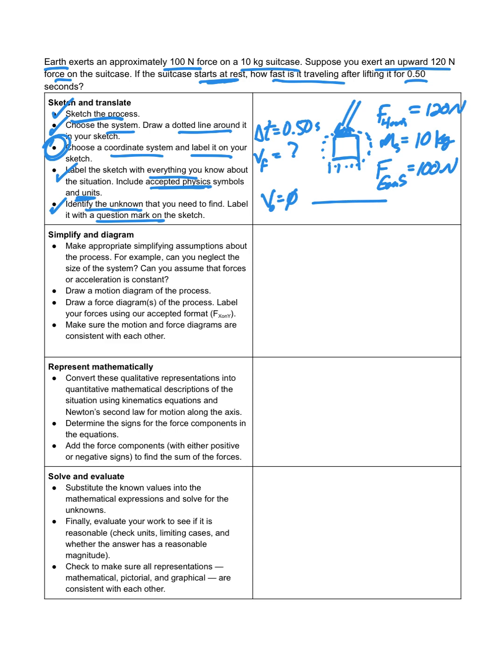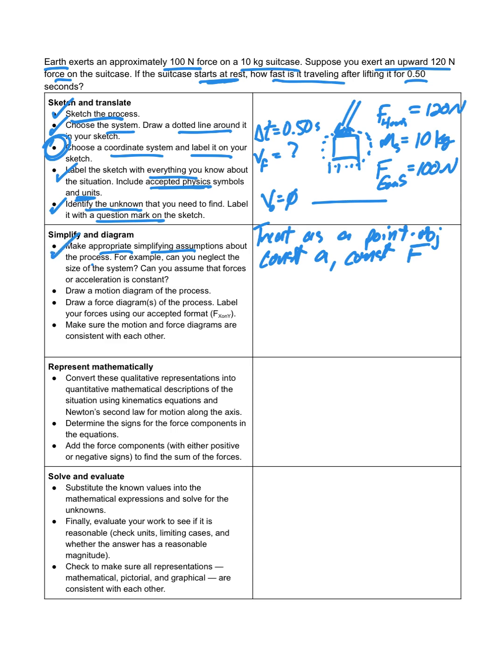All right, so I move on to simplify and diagram. Make the appropriate simplifying assumptions about the process. There's a couple examples given. Can you neglect the size of the system? Well, yeah, we don't care how big that suitcase is for this purpose. In other words, we can treat it as a point object. Then, can you assume that the forces or acceleration are constant? And yes, in this case we have to, because the rules that we have so far assume that we have a constant acceleration and a constant force. So those are my simplifying assumptions.